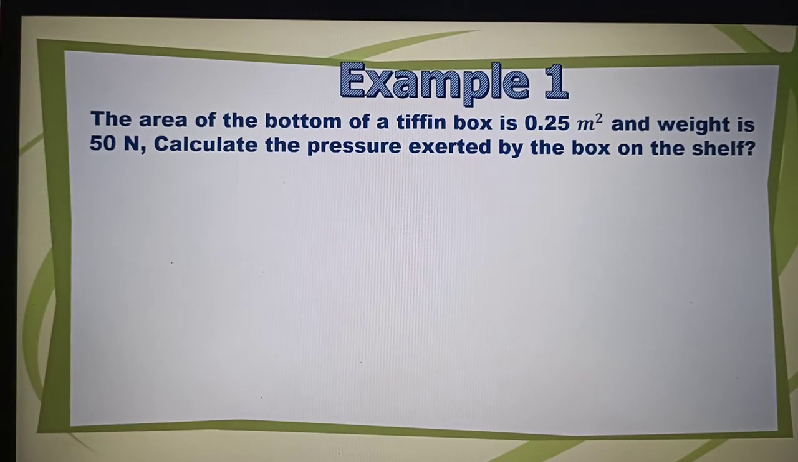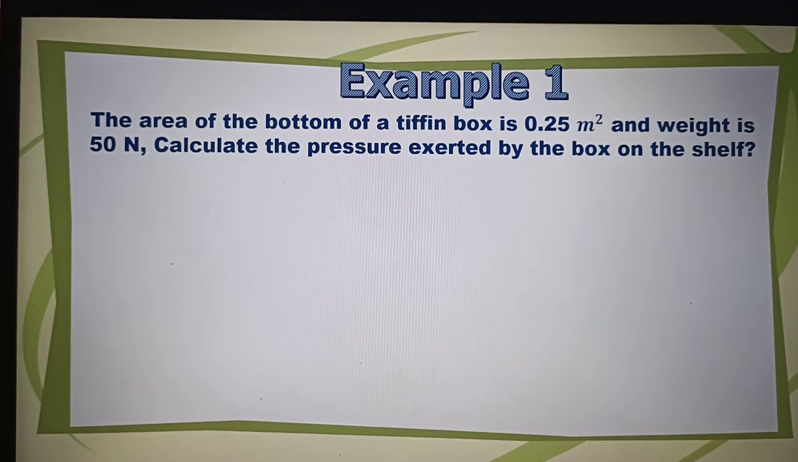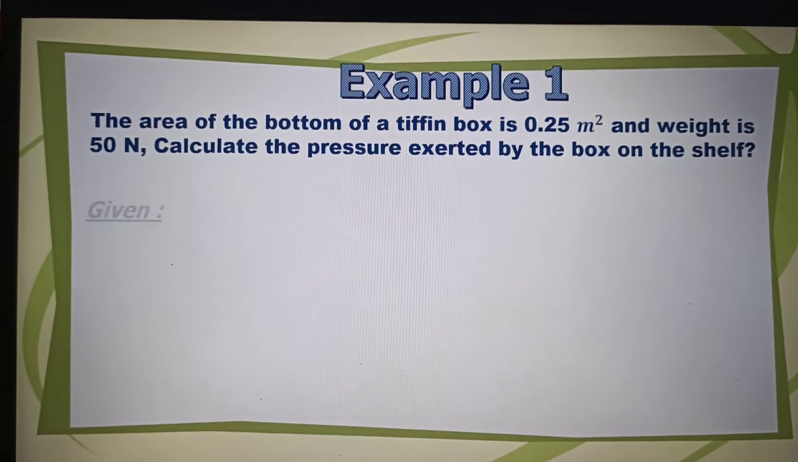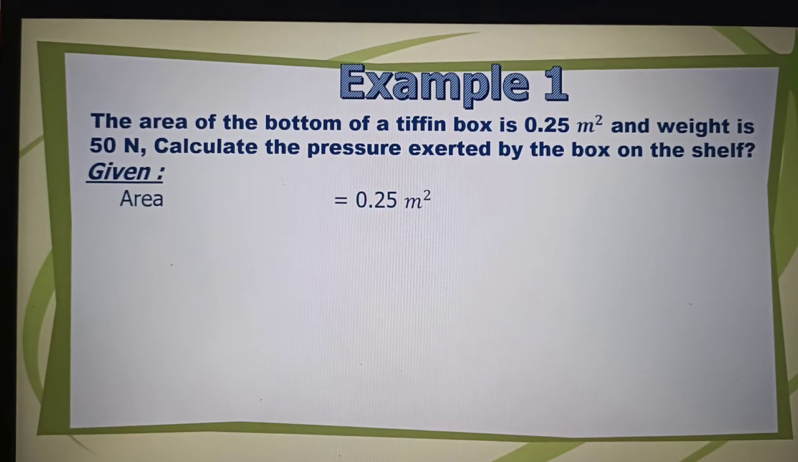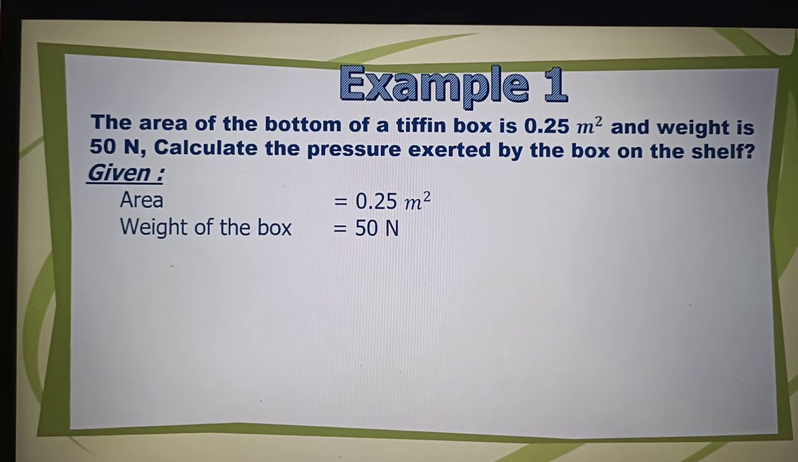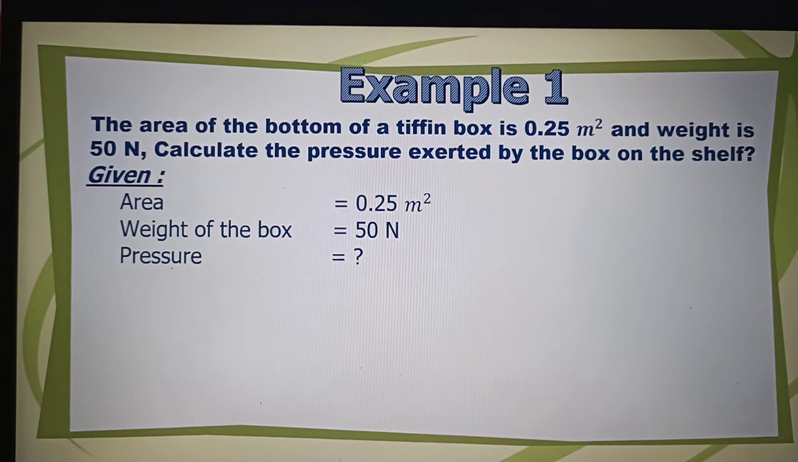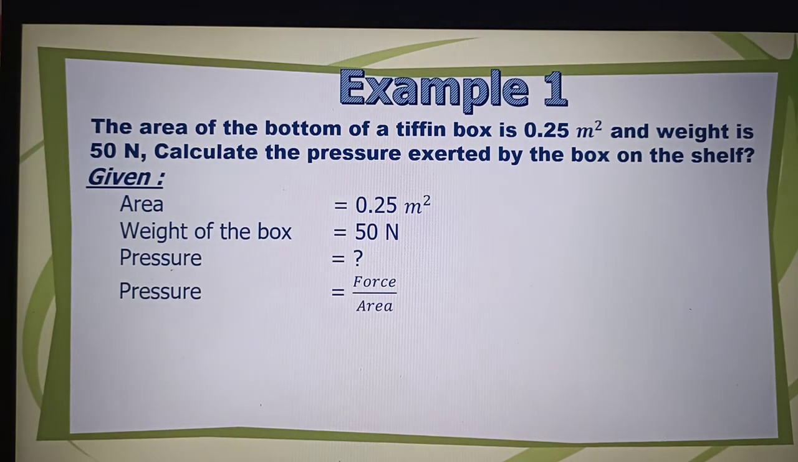Example number 1. The area of the bottom of a tiffin box is 0.25 meter square and weight is 50 N. Calculate the pressure exerted by the box on the shelf. Given area is equal to 0.25 meter square. Next one is weight of the box is equal to 50 N. Now we have to find the pressure. So the formula for the pressure is force upon area. The value of force is 50 N. The value of area is 0.25 meter square.